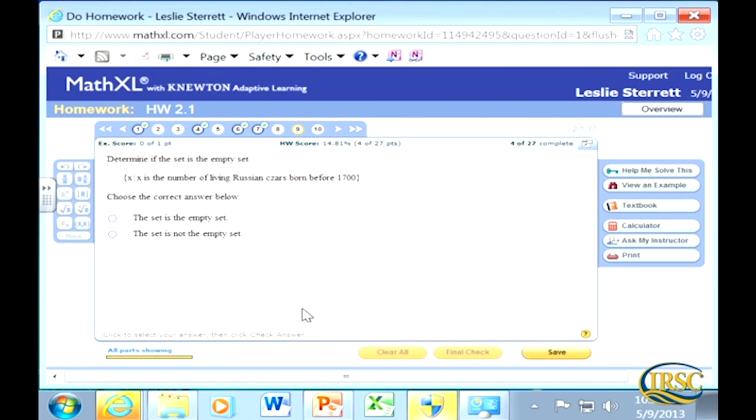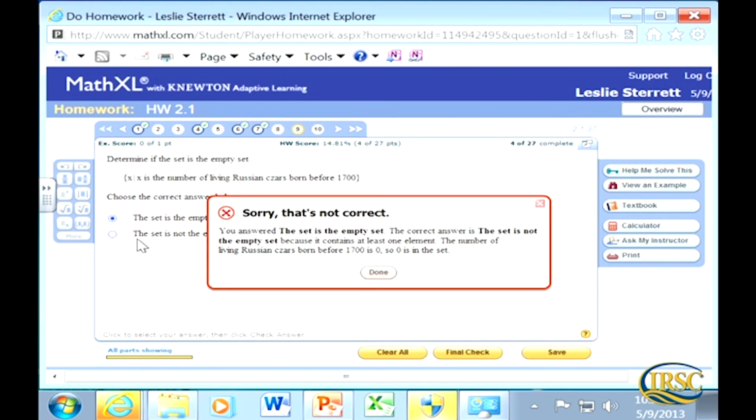Okay, 1 or 2. Let me see your choices just right in front of you. That's okay. I think I see a majority of 1. And you would not be correct. Okay, because of the way the set was worded, it's the number of living Russian czars. How many living Russian czars are there born before 1700 that are still living? None.